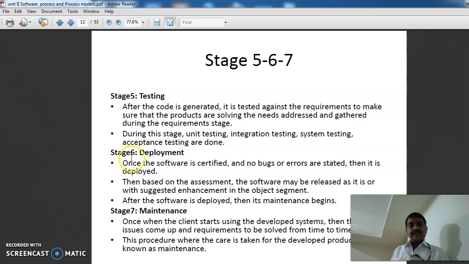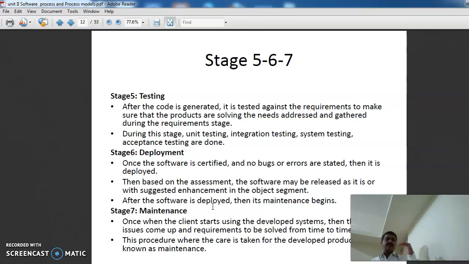And then stage number 6, deployment. Once the software is certified and there are no bugs or errors, meaning that if there are no errors in your program or any bugs in your project, then it is deployed, it is complete. Then based on the assessment, the software may be released as it is or with suggested enhancements in the project. After the software is deployed, then its maintenance begins.